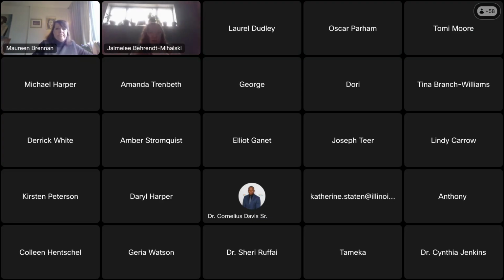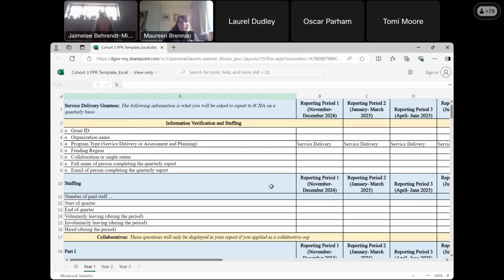So this is what the PPR is going to look like when you all receive it. It really is just this Excel page, and I'll go through what exactly you all will be entering. The beginning of this is really just information verification. What is your grant ID? What's your organization name? We're doing this for the service delivery program, so these will all be service delivery. What funding region are you in? Are you part of a collaboration, or are you just a single organization working on the grant? And then we want to know who is the person completing this report and what is their email.